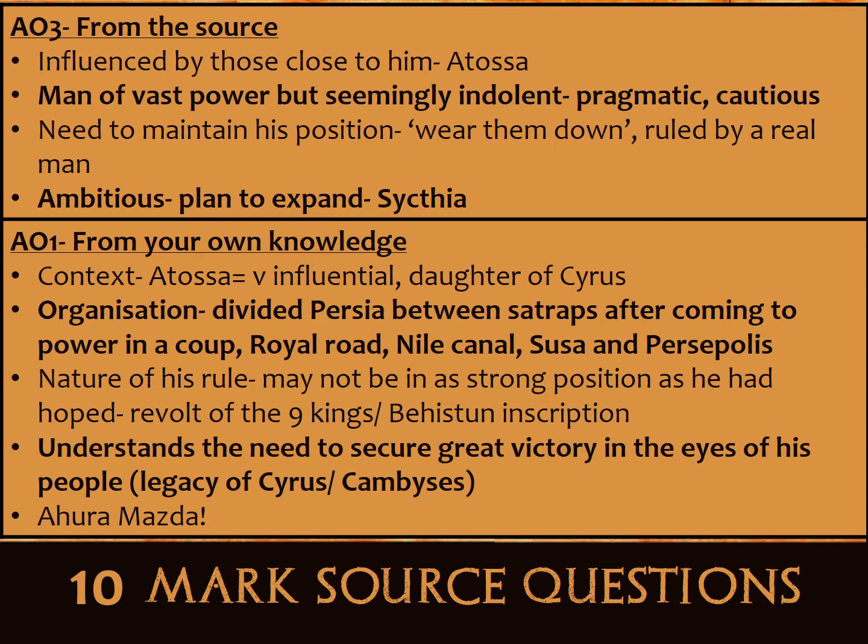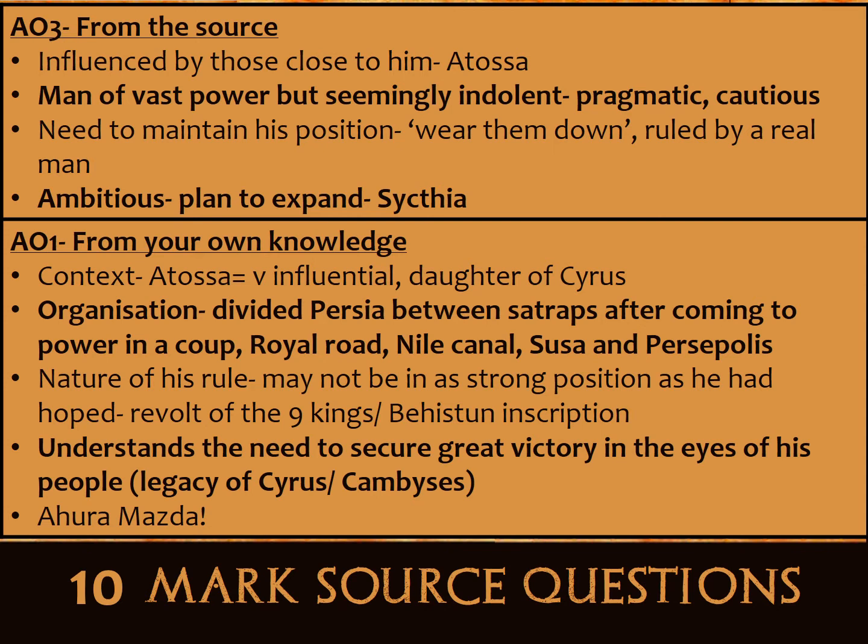The other thing we can put on is that he understands the need to secure a great victory in the eyes of his people. He's not a fool. He knows what the Persians expect. This is very much the legacy of particularly Cyrus, who conquered pretty much everything in sight. And even Cambyses managed to successfully invade Egypt, and he was mental. So one thing Persian kings definitely seem to do is conquer, and Darius knows this. So he's quite an astute figure, and this is going to figure heavily in the nature of his rule, but only when he is ready.